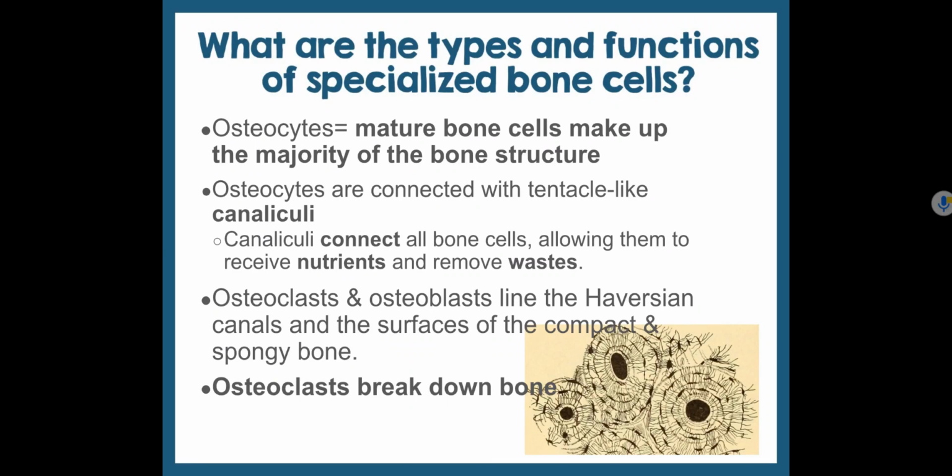Osteoclasts break down bone, and osteoblasts produce new bone. A good way for you to remember the difference between osteoclasts and osteoblasts is that osteoblasts build bone. Blast and build both have the letter B in them. There are those tentacle-like canaliculi structures.